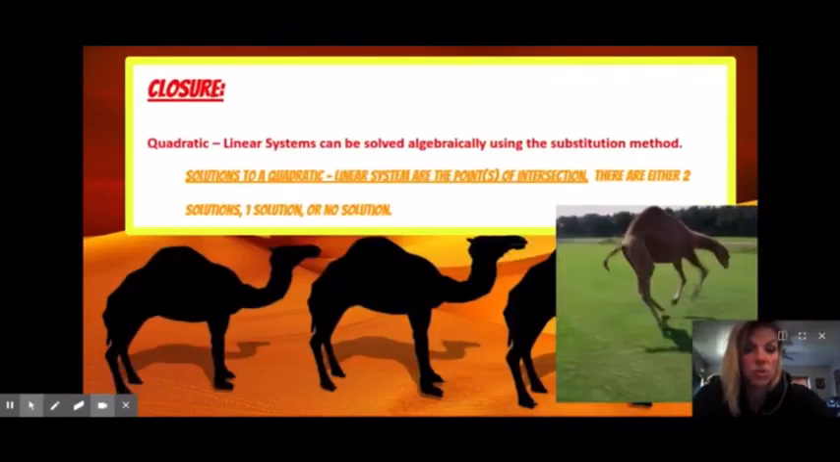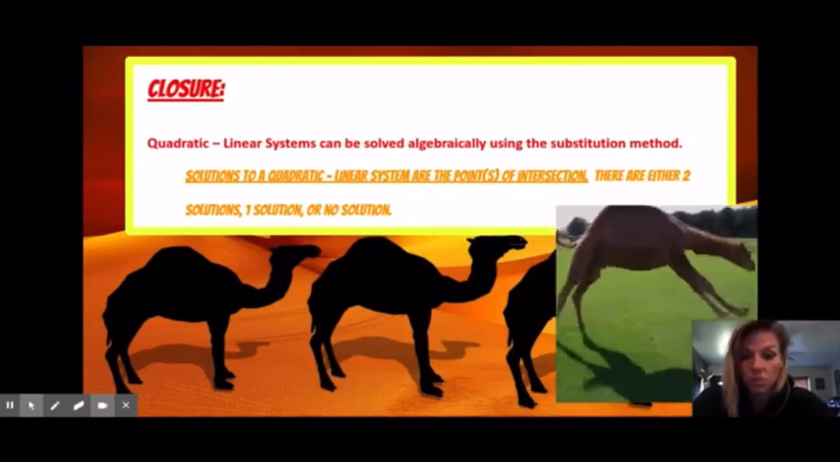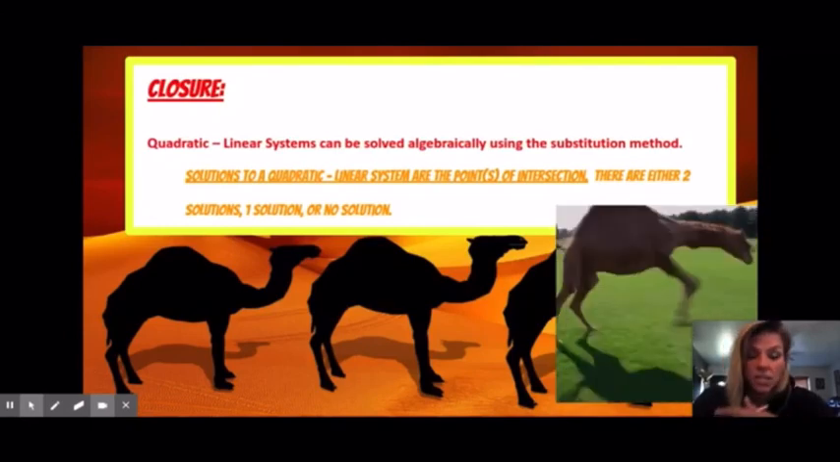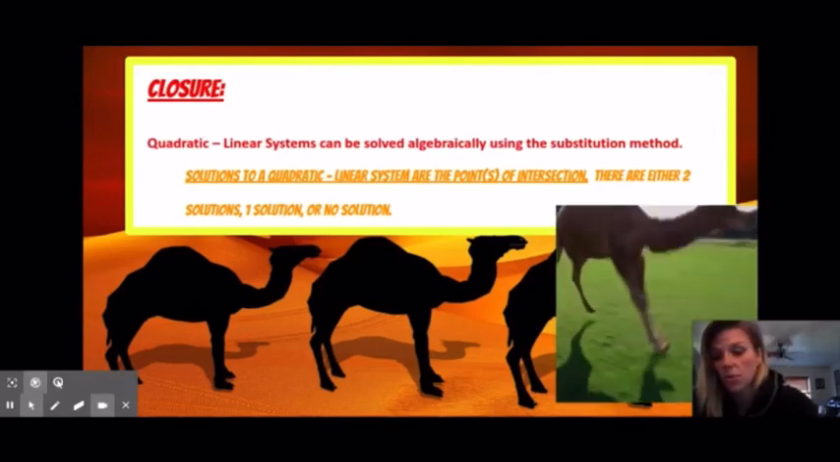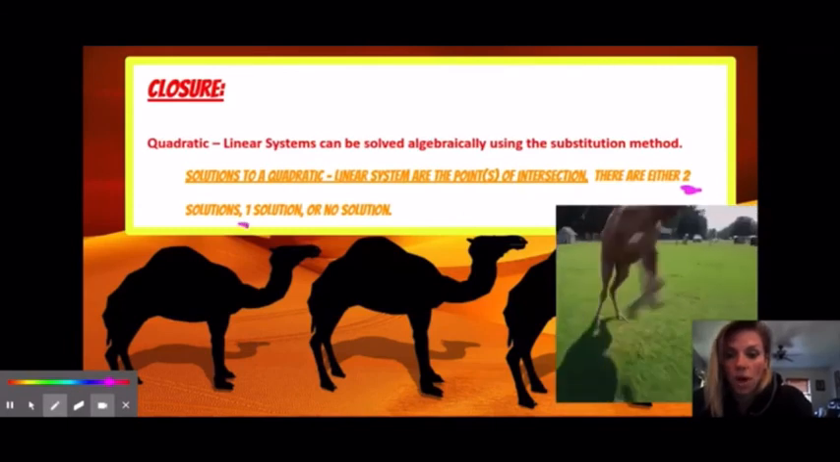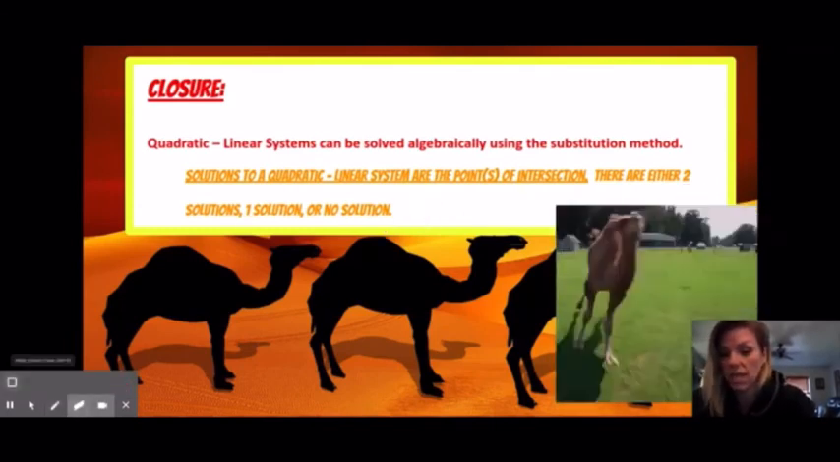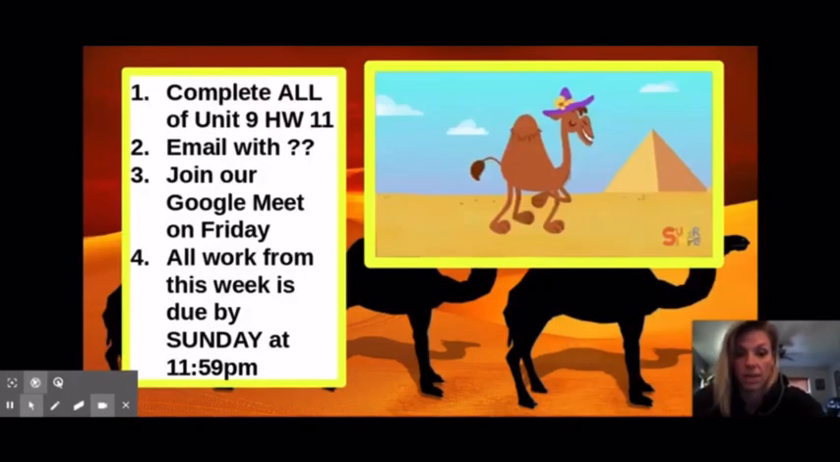Okay, so keep in mind a quadratic linear system can be solved algebraically using the substitution method. And you can always check in your calculator. For a quadratic linear system, you will always get either 2, 1, or no solutions. And you need to indicate that. So you need to see the actual points where they cross, okay?